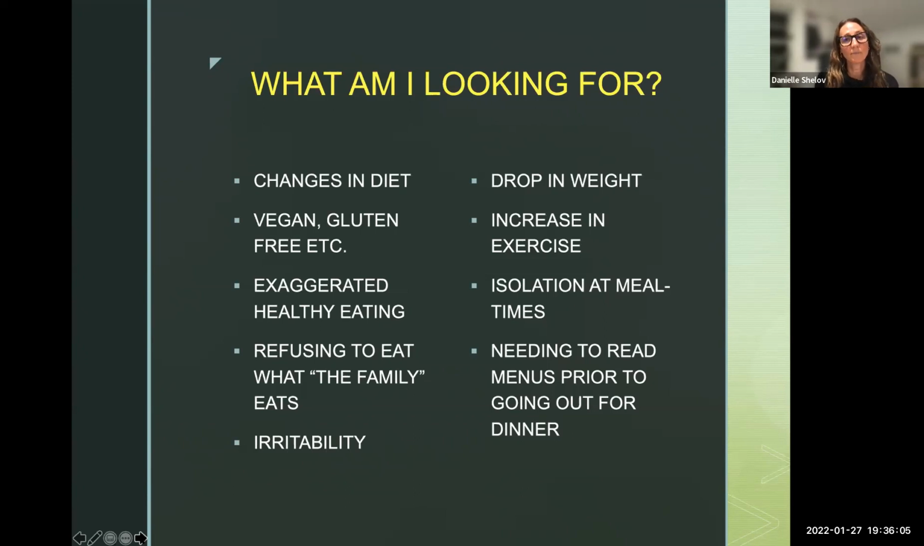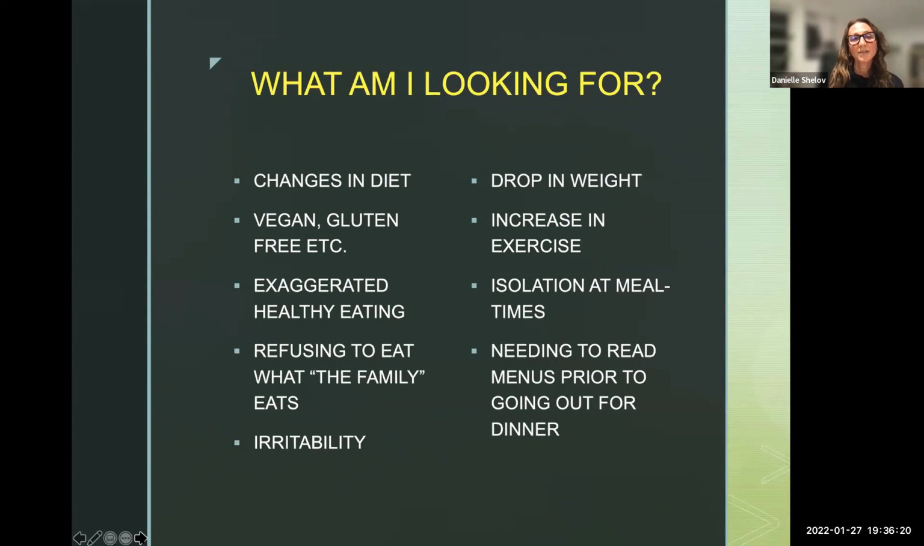Obviously, you want to look for a drop in weight. I'll get more specific about what doctors and clinicians look for in terms of weight, but you want to notice that. Is there a significant weight loss? An increase in exercise or activity is really important.